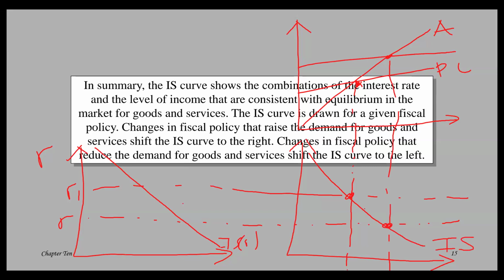Any questions? It's clear. Is this hard? No, sir. It's very easy, right? I haven't started talking about the shifting of the IS. I was just showing you where it is coming from. It comes from the Keynesian cross. Okay. We are good?